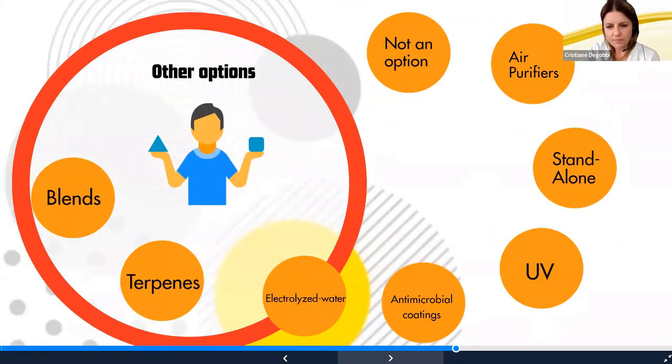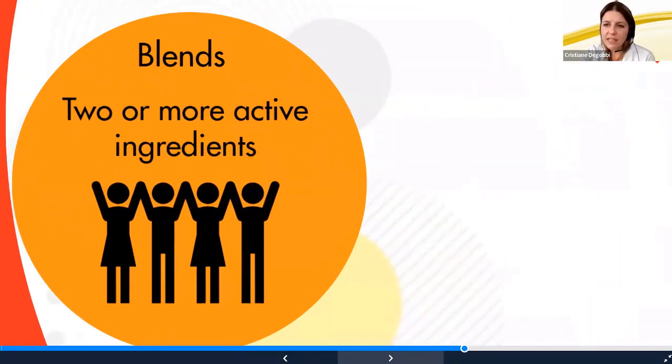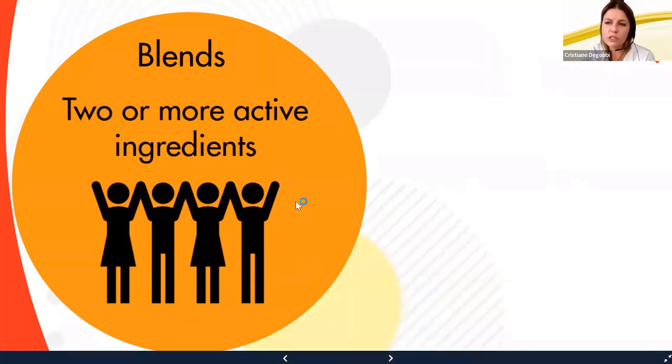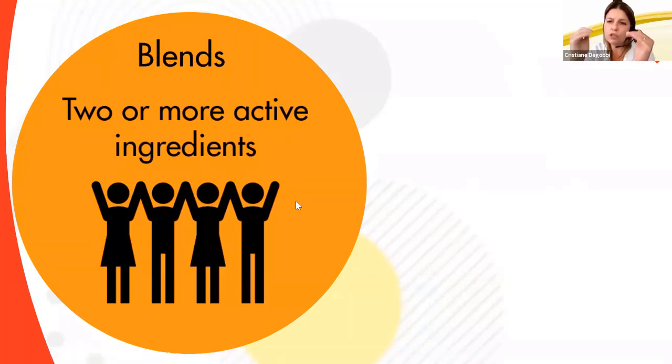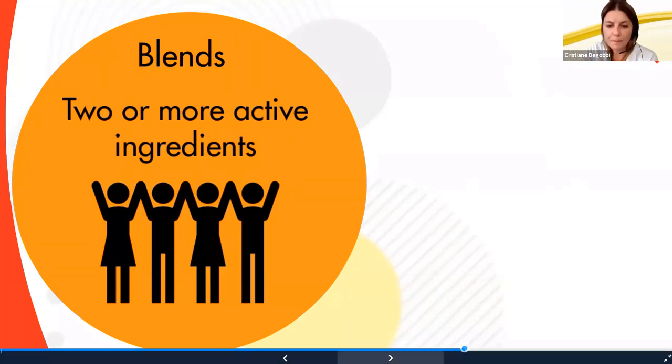Other options. As I said, blends where you're gonna have 2 or more active ingredients. I tend to like them because if you have any type of resistance mechanism against one of the active ingredients, you always have another one to fight that microorganism. So I tend to like blends a lot. And usually the concentration of each active ingredient is going to be lower.